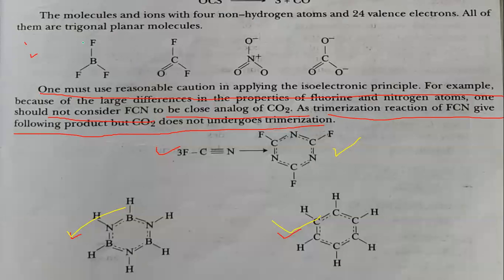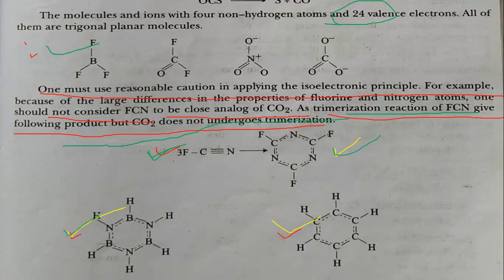See here, these are isoelectronic species having 24 valence electrons. All of them show a trigonal planar structure. Here is again cyanogen fluoride. The trimerization reaction of FCN gives the following product, but CO does not undergo trimerization. In this case, this species undergoes a trimerization reaction.